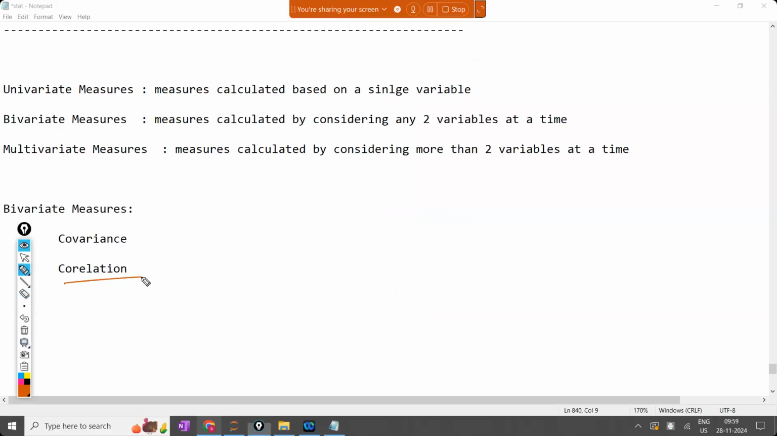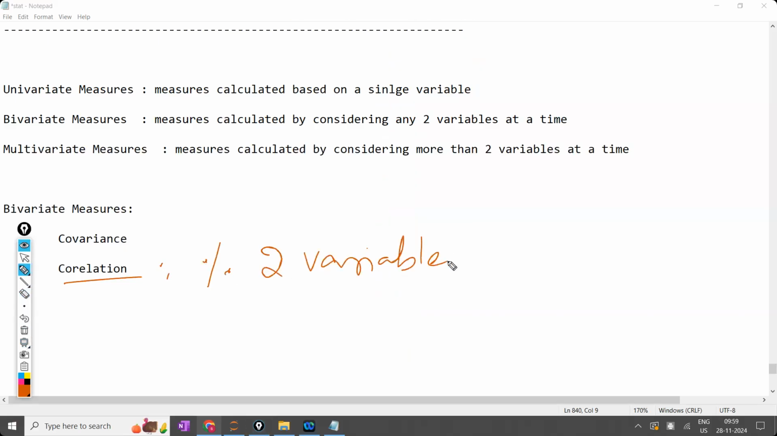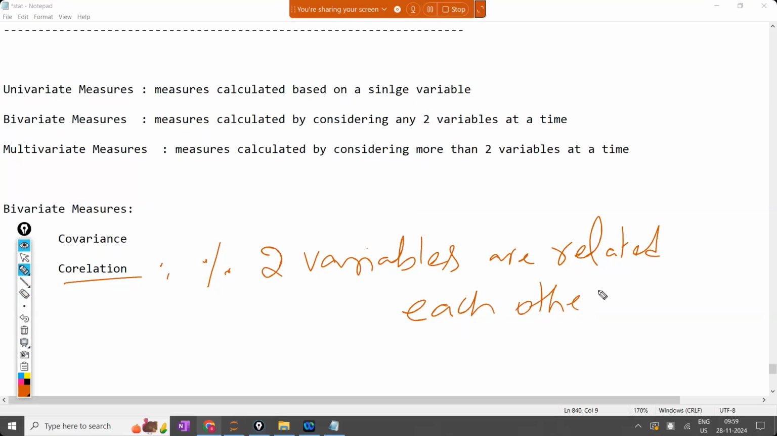Now correlation tells us how much percentage two variables are related to each other. It gives the correlation: how much percentage they are related to each other. If they have strong correlation, analysis will be easy. If they have less correlation, analysis will be less.